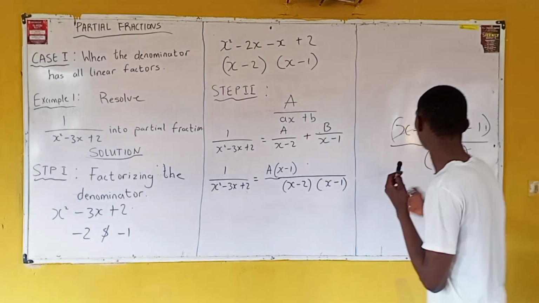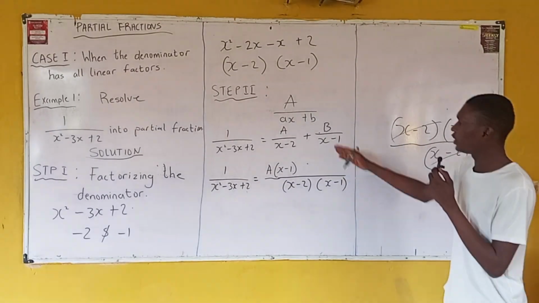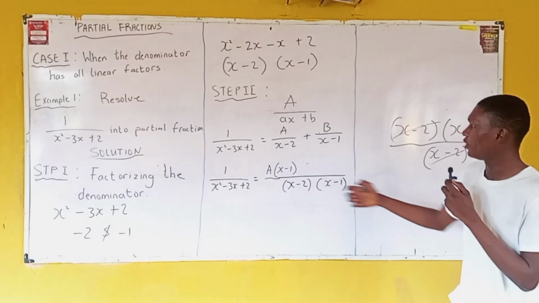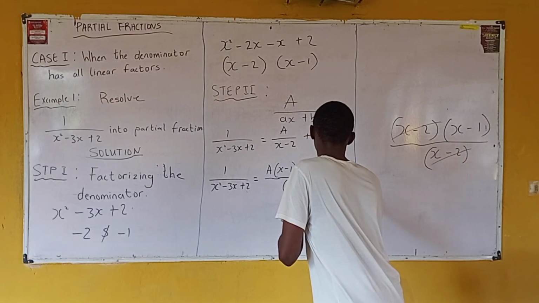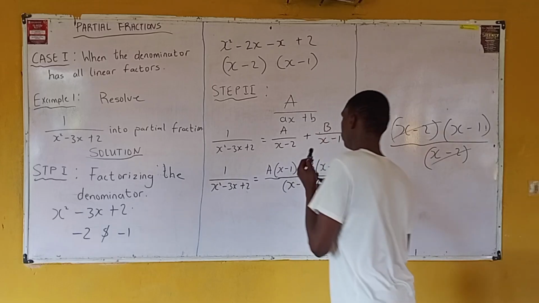For the second one, we simply divide this by this and we'll be left with x minus 2. So then we can say b open bracket x minus 2.